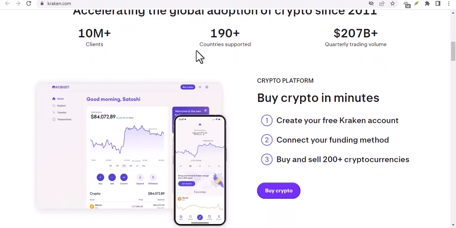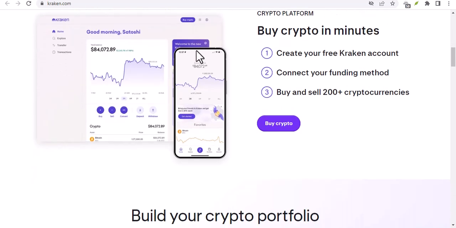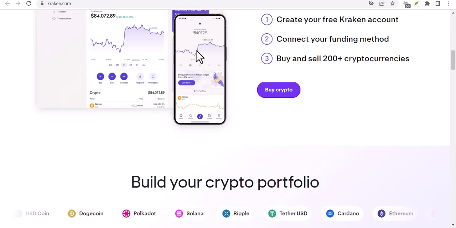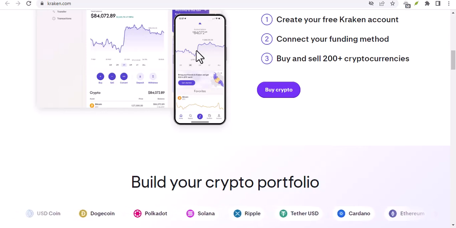Yes, you can. So, to answer the question directly, yes, you can sell USDT on Kraken. It's a straightforward process that even beginners can handle. Let's break down the steps involved.